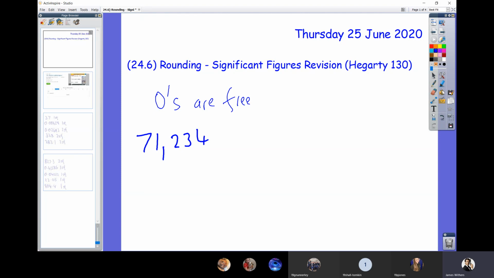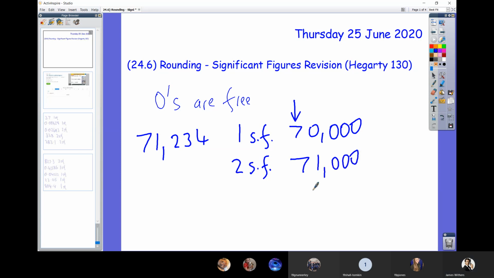So if the question said round that to one significant figure, then you're only allowed to have one number that is not a naught. So to one significant figure, and I'm just going to use SF as a shorthand, that's going to be 70,000. Okay, just got the one number that's not a naught. If we were doing it to 2 significant figures, then that would be 71,000. 2 figures that aren't naught, and so on.